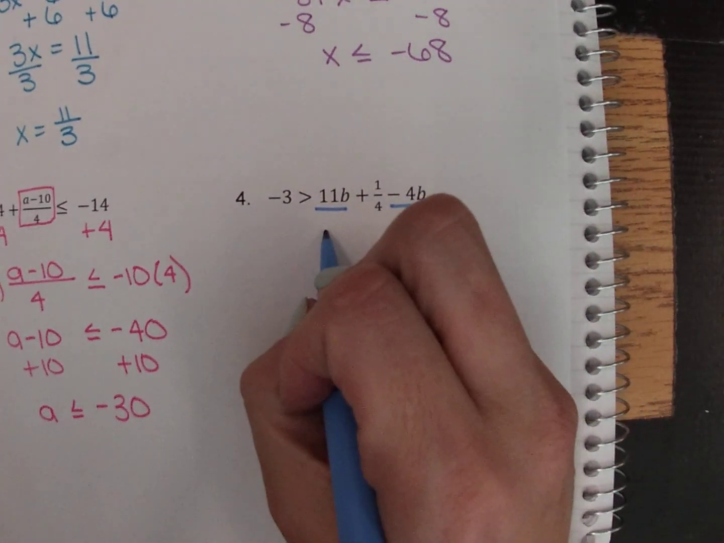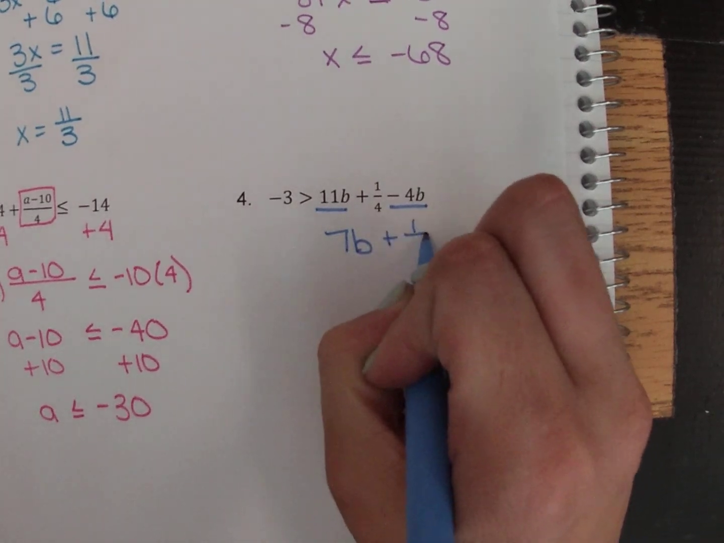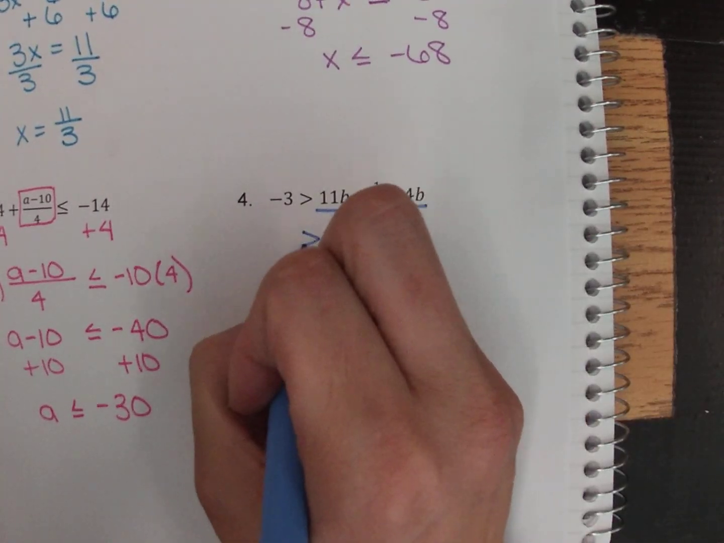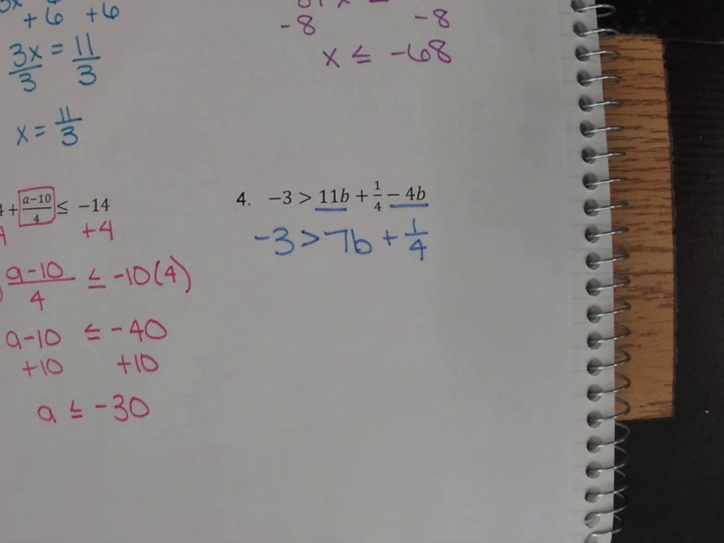Okay, so it's going to be a 7b plus 1/4. We haven't done anything yet across the equal sign, or the inequality sign, so we sure aren't flipping it.